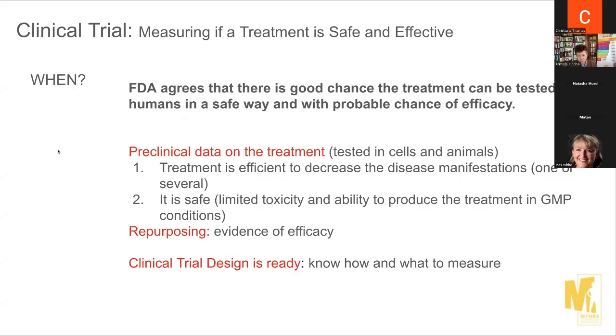And you need to prove also that it's safe. So it's what we call toxicity. So you can have that tested in cells and animals. So you are going to do what we call PK/PD in animals. So that's what we talked about last month. So you test the toxicity, and if you can prove that it's not toxic, then it's one more step towards human.